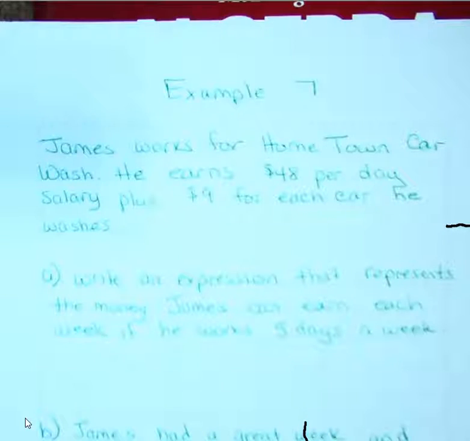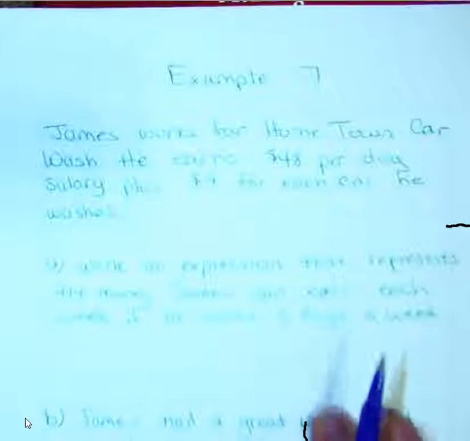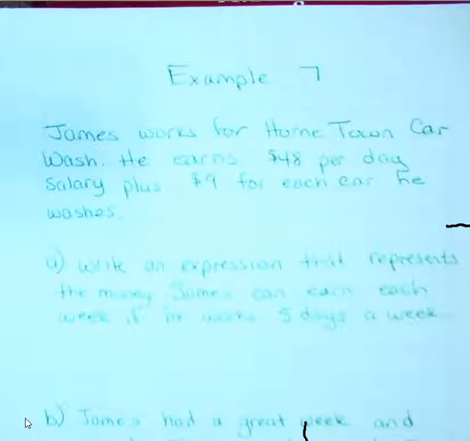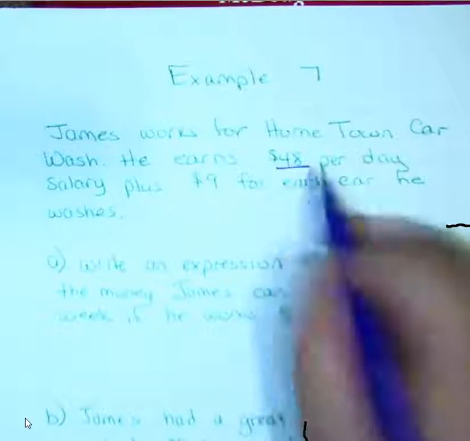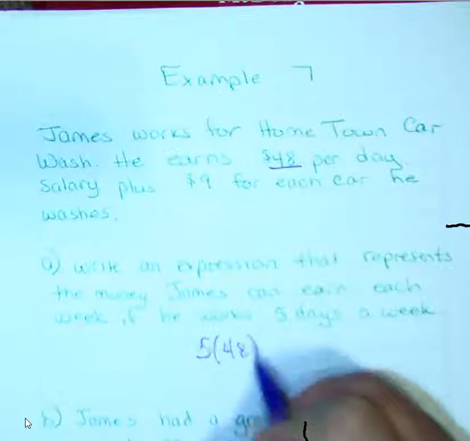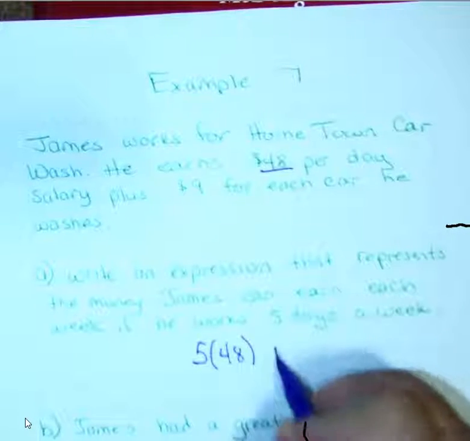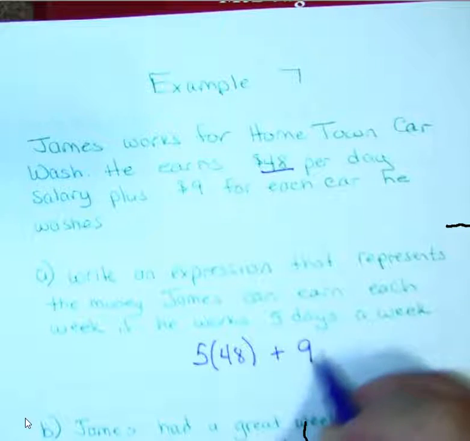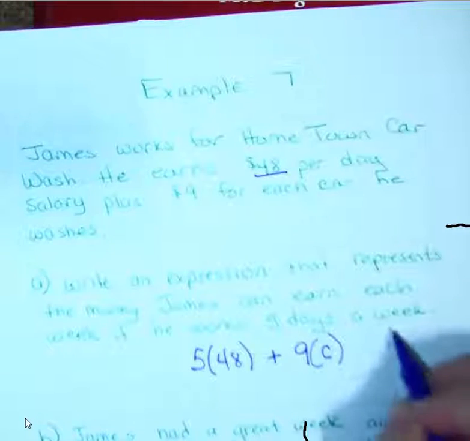James works for a hometown car wash, and he earns $48 per day salary plus $9 for each car he washes. So first we want an expression that represents the money James can earn each week if he works 5 days a week. So he makes $48 per day. So he works 5 days, and we're going to multiply that by 48 per day. Plus, he makes $9 for every car he washes. Let's say C is the number of cars that he washes.